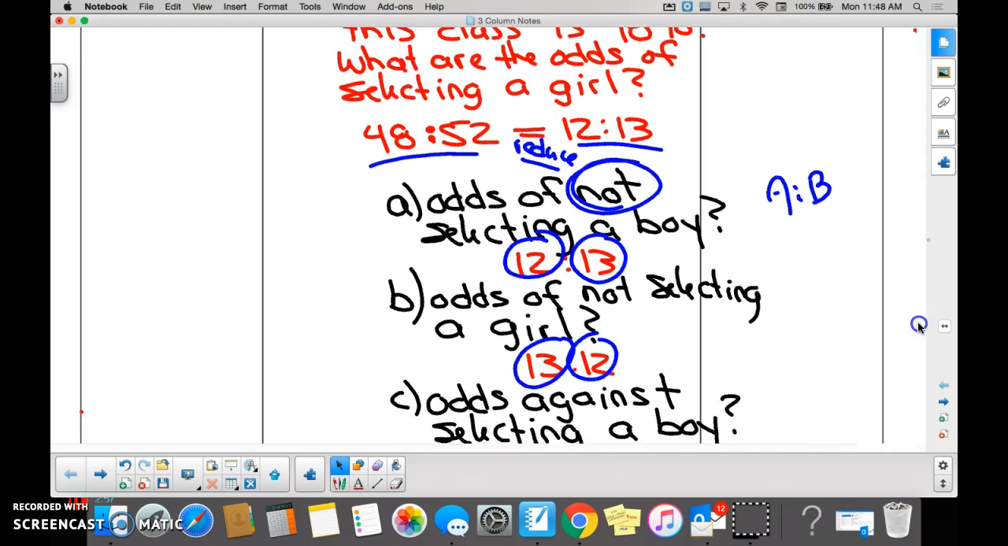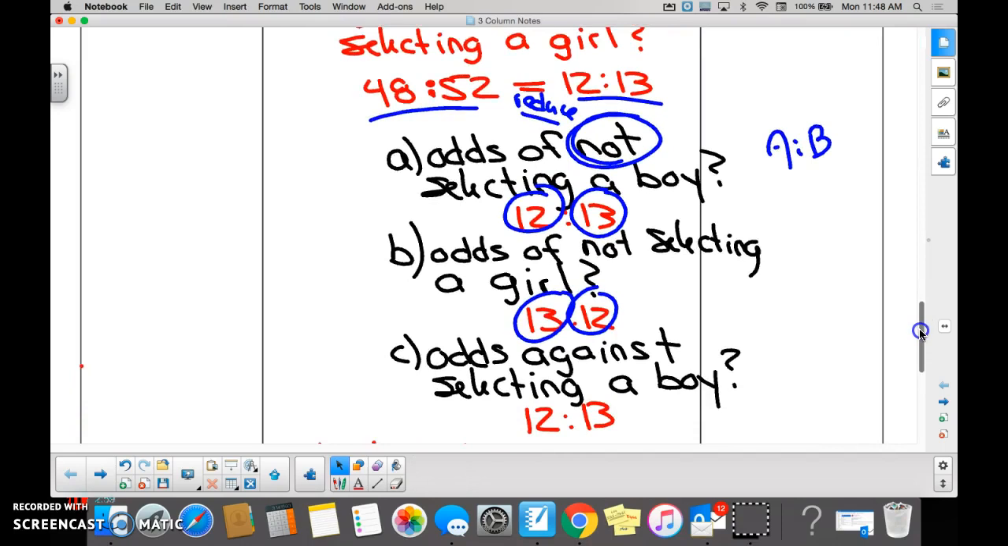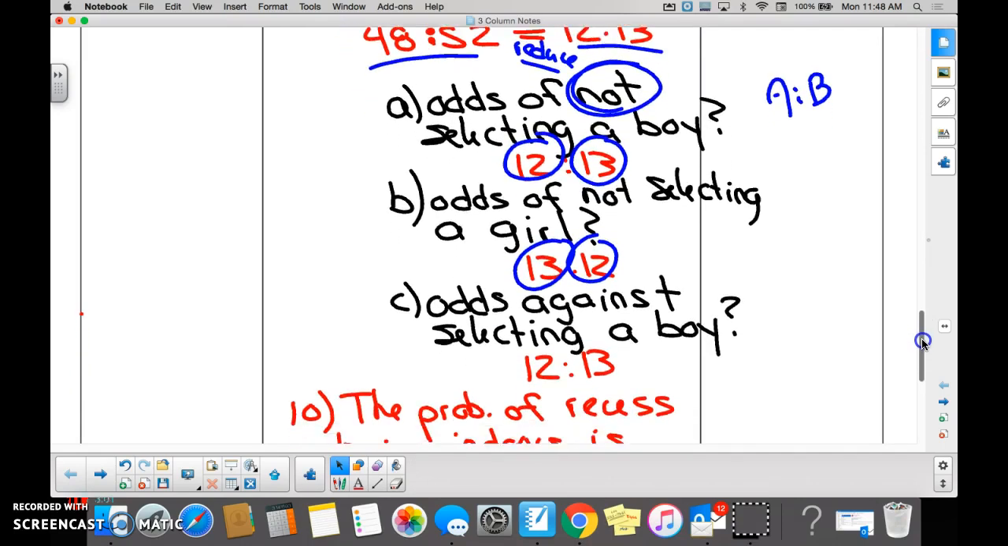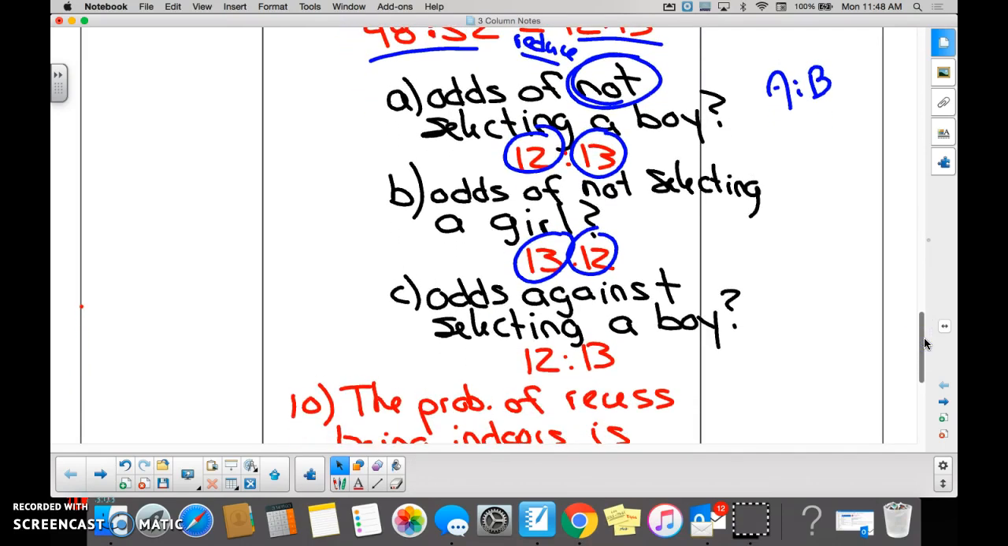And then odds against, now we're flipping that A to B, so it's a B to A, right? So the odds against selecting a boy? 12 to 13. The odds against, so there's 12 girls and 13 boys.